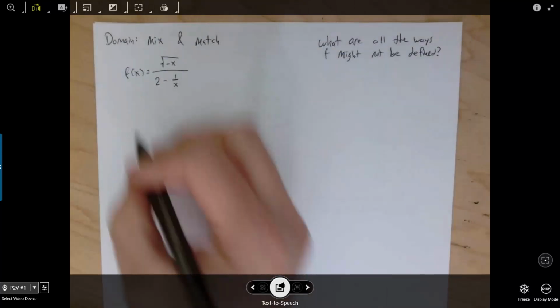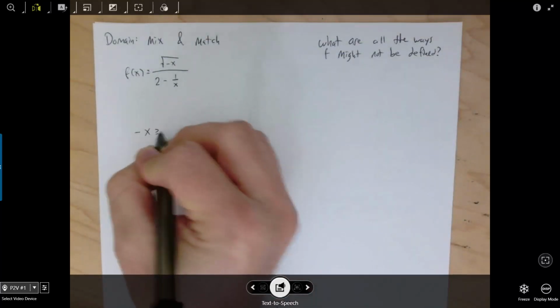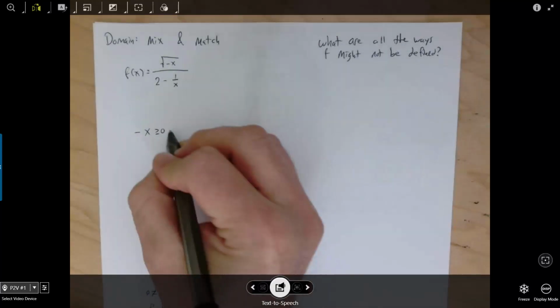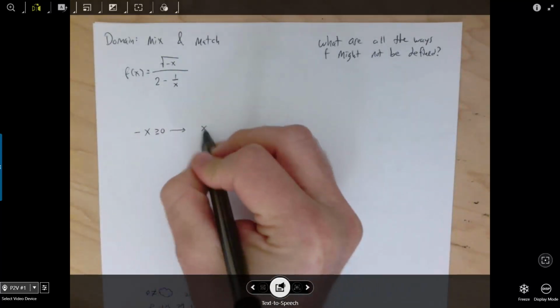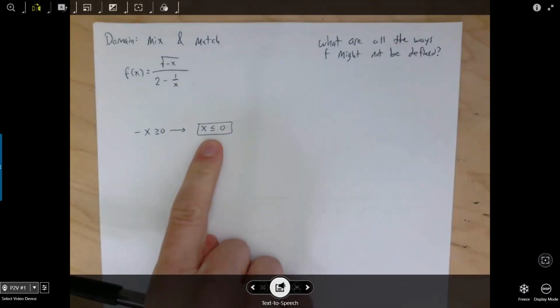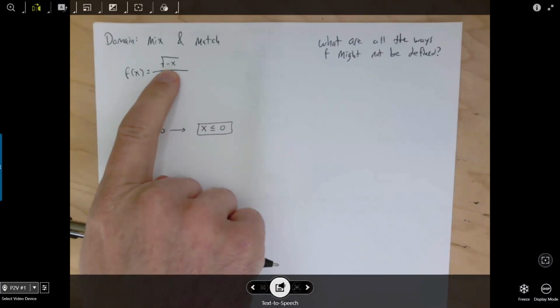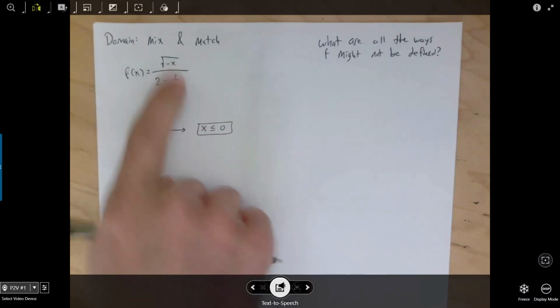And here's the solution. So I know that what's under the square root has to be greater than or equal to 0. So I know that that has to be true. And so what that tells me is that x has to be less than or equal to 0. But that's not the full domain yet. That's just the requirement for producing a defined value out of the square root.